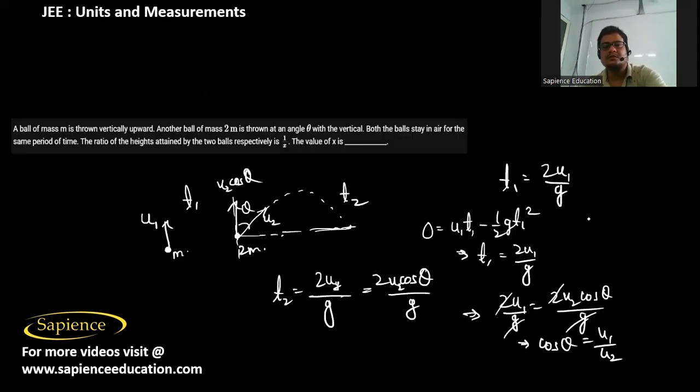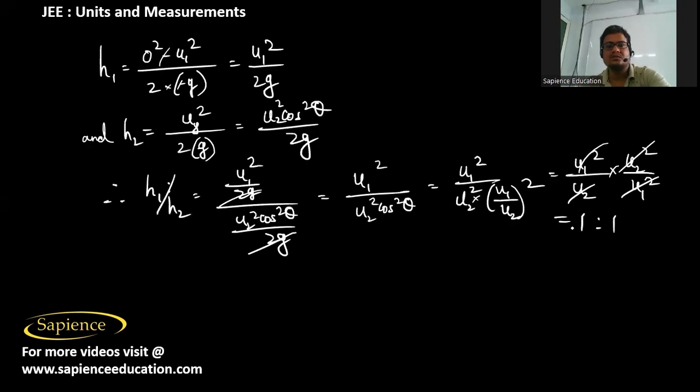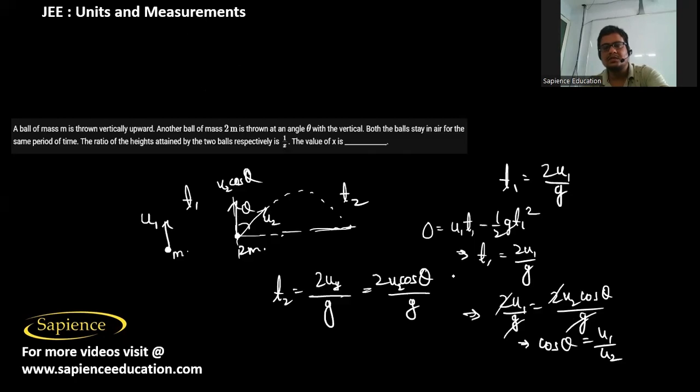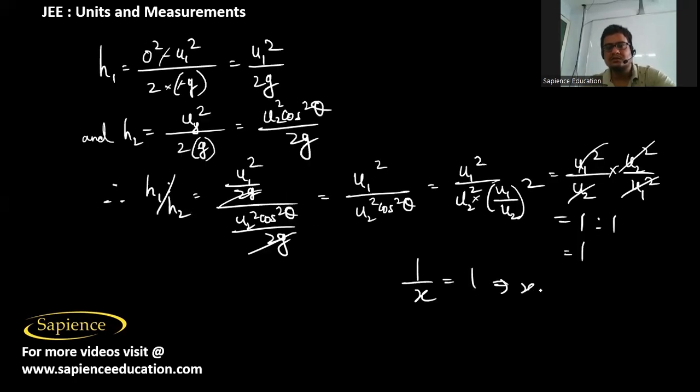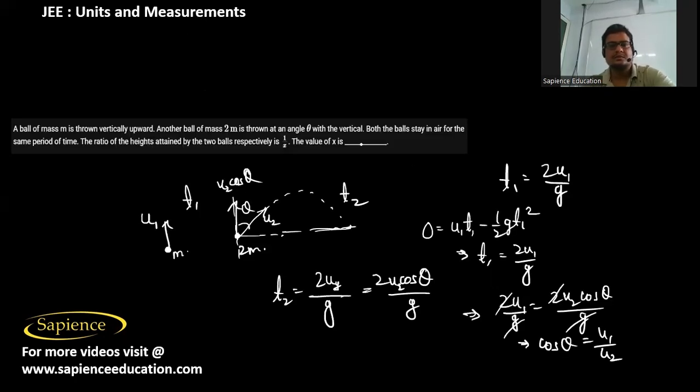So it means the ratio is 1:1. The ratio is given as 1 by x, and 1 by x is 1. So it means x also will be 1. So the value of x is 1.